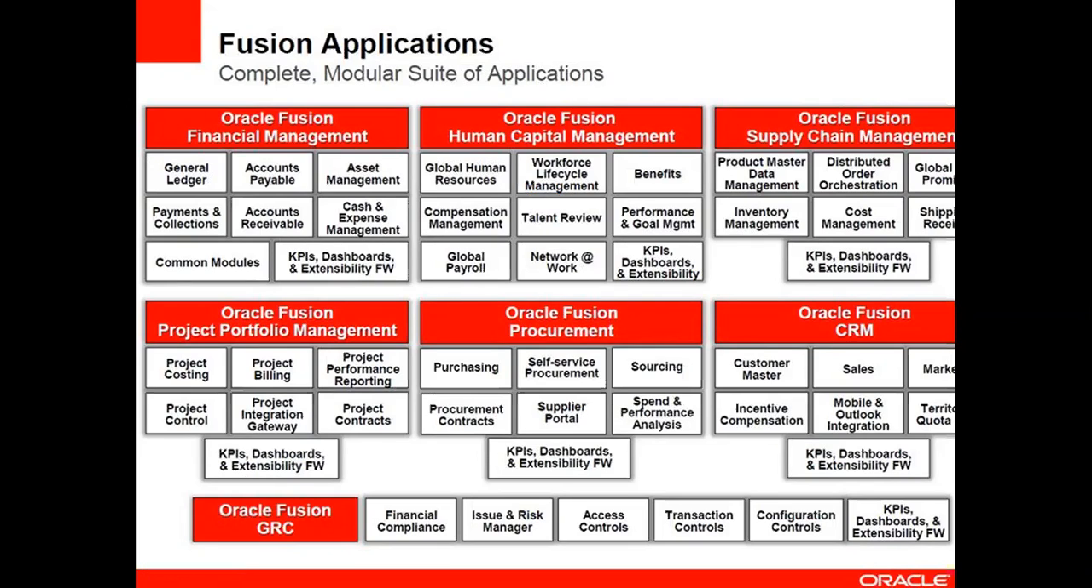Here, functional consultants are different. Financial functional consultant will learn financial management. HR consultant will learn HCM management. SCM supply chain management consultant will go for this. This is financial again. Project portfolio management is an extension for financials. Fusion procurement, Fusion CRM, sales, Fusion GRC, governance, risk and compliance. So these are the main offerings we have.